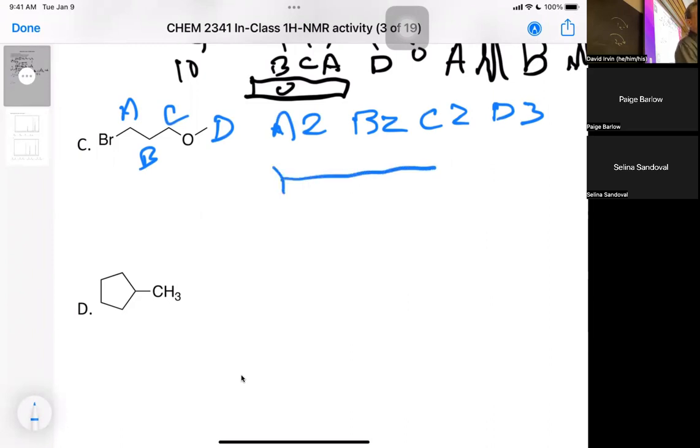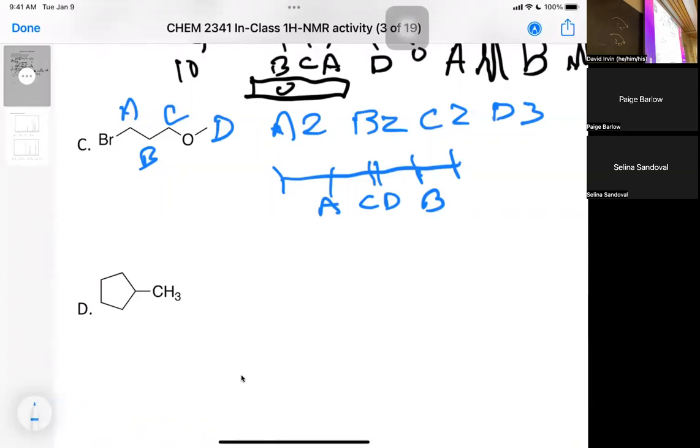And let's do our thing right here. Which is going to be the closest to 0? B. It's the furthest away from an electronegative atom. Okay, so B is going to be way down here. Okay, and now C and D are going to be pretty close together, with D being slightly upfield, sorry, because of the 3 hydrogens. And then A is going to be the furthest up.